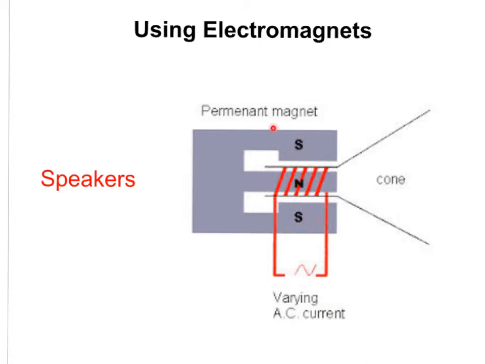magnet. This permanent magnet is a fixed magnet, so the changing magnetic force in this electromagnet is forced to cause the speaker cone to move, and that causes the surrounding air to vibrate and create the sound waves that you hear and that you enjoy when you listen to your music.